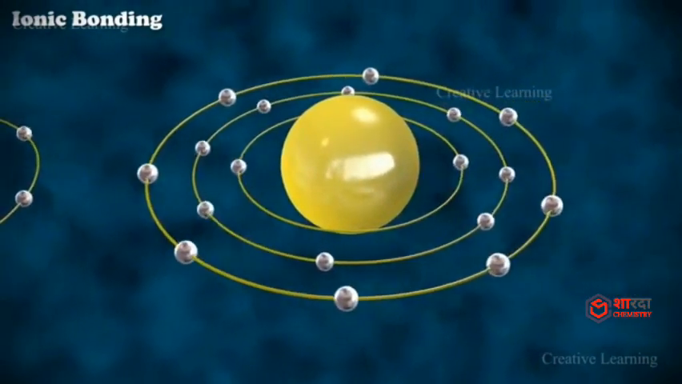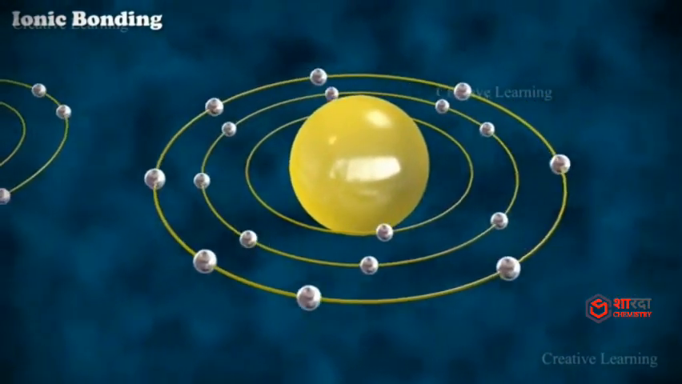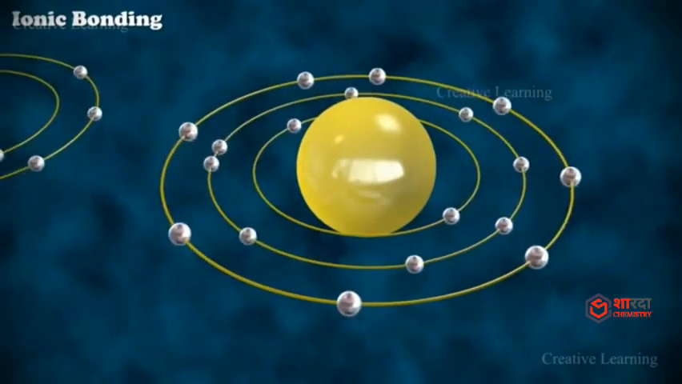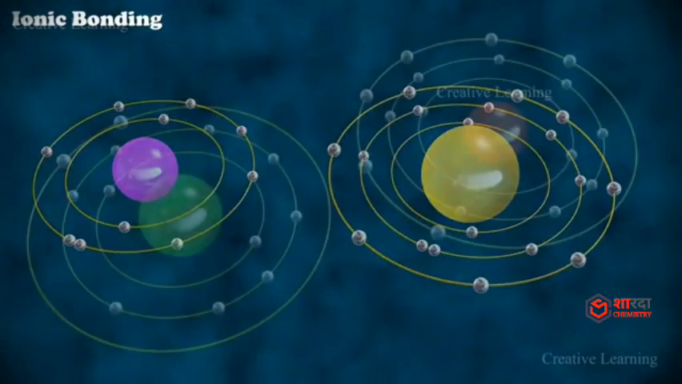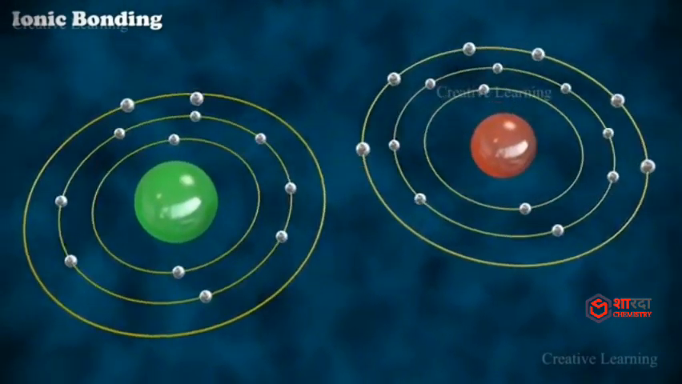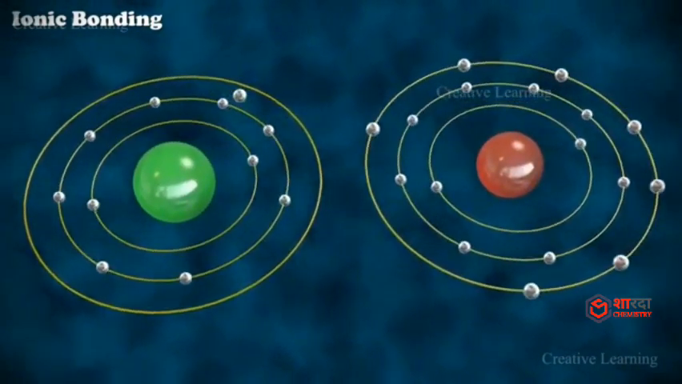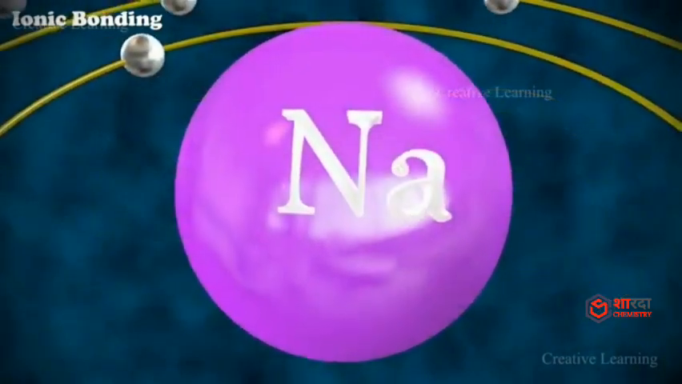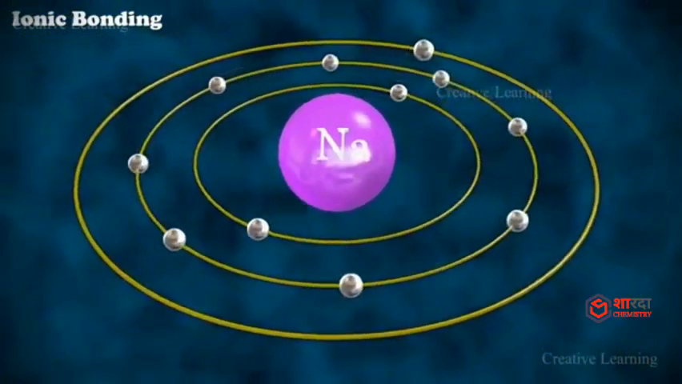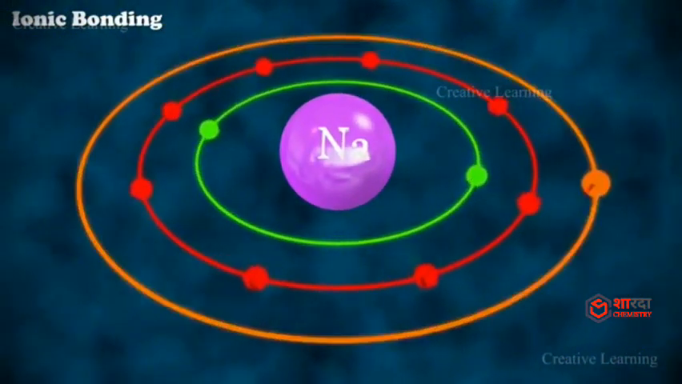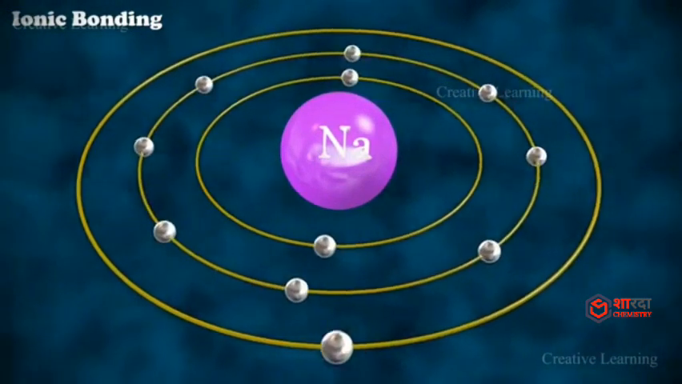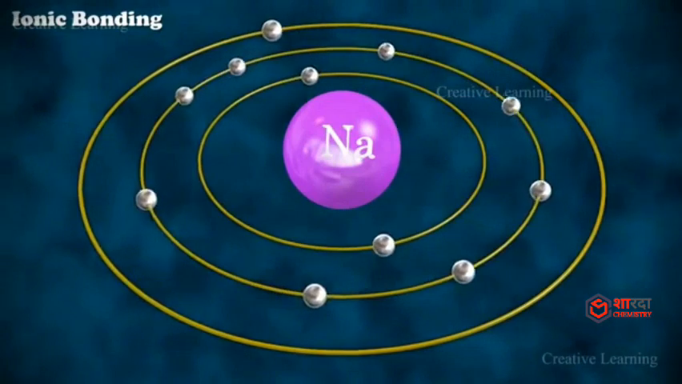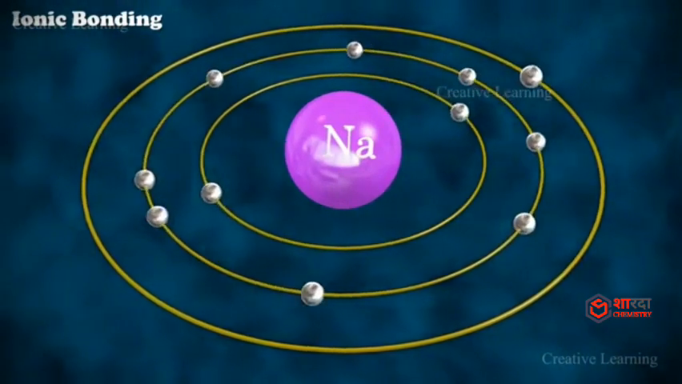Similarly, non-metals that have close to 8 electrons in their valence shell tend to readily accept electrons to achieve their noble gas configuration. In ionic bonding, more than one electron can be donated or received to satisfy the octet rule. Sodium metal has electronic configuration 2, 8, 1. It has one electron more than a stable noble gas structure. If it gives away that electron, it would become more stable.